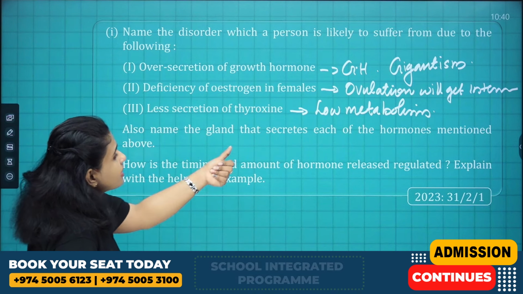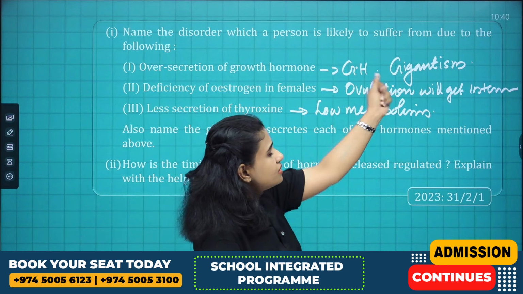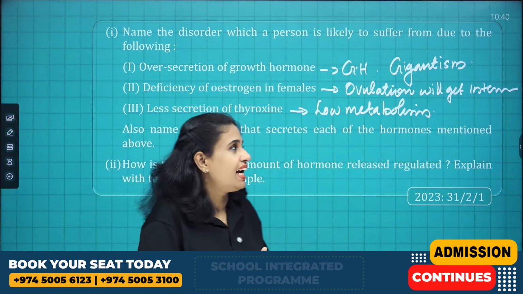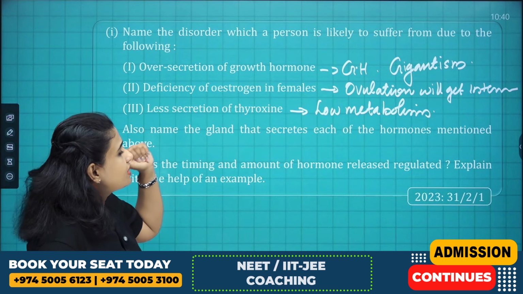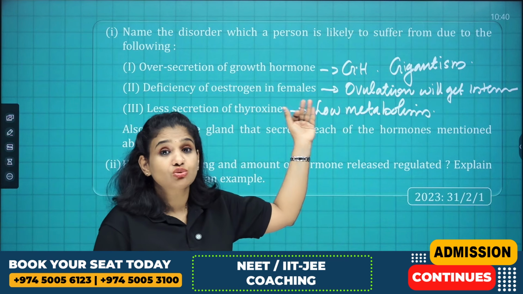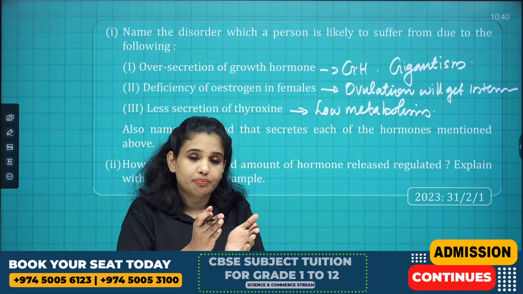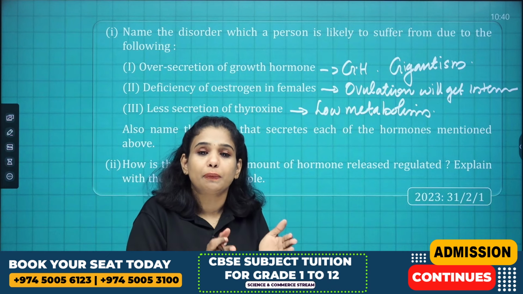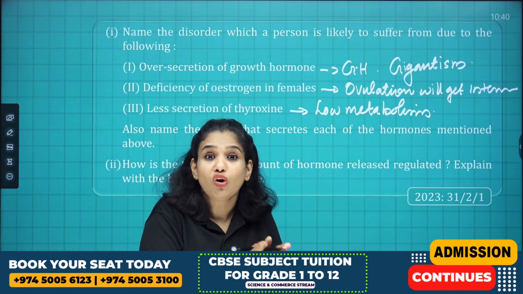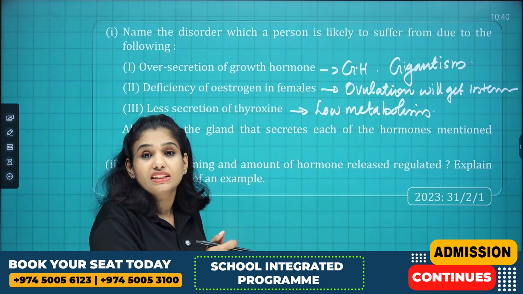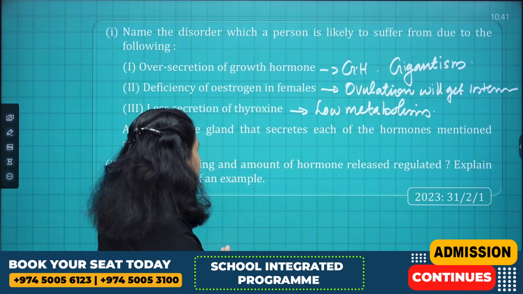Also name the gland that secretes each of the hormones. GH is secreted by the pituitary gland. And for deficiency of estrogen, estrogen is released by the primary reproductive organ in females, that is the ovary. And less secretion of thyroxine. Thyroxine is released by the thyroid gland.